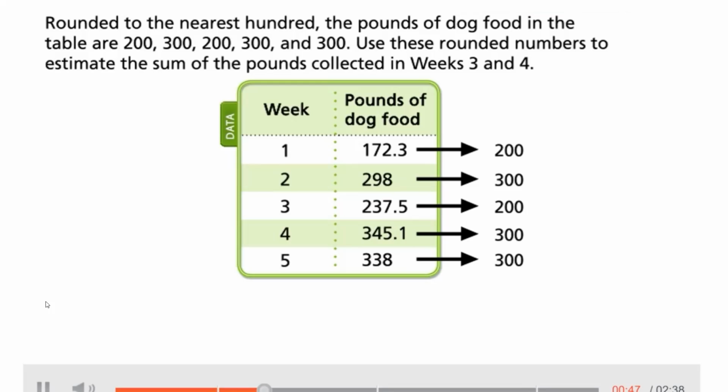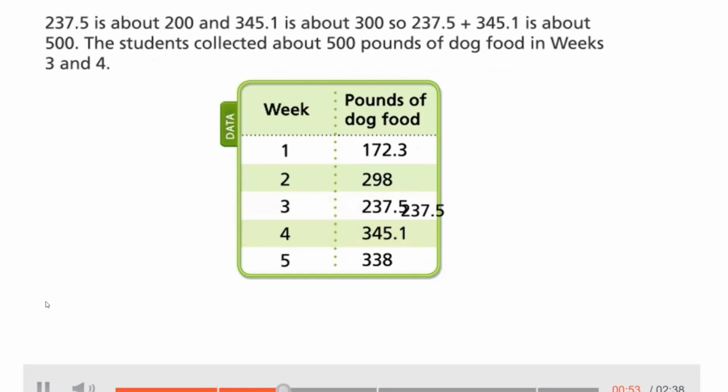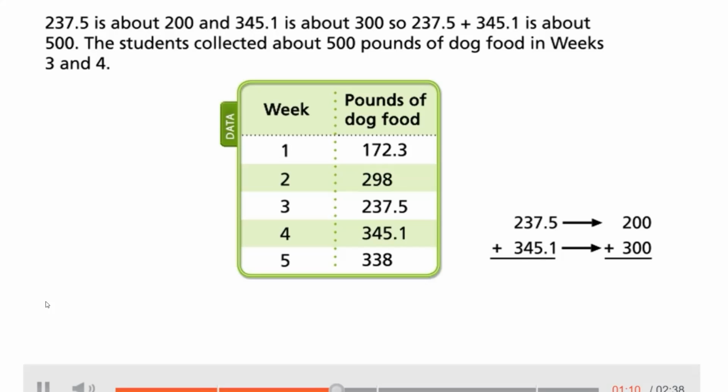Use these rounded numbers to estimate the sum of the pounds collected in weeks 3 and 4. 237 and 5/10 is about 200, and 345 and 1/10 is about 300. So, 237 and 5/10 plus 345 and 1/10 is about 500. The students collected about 500 pounds of dog food in weeks 3 and 4.